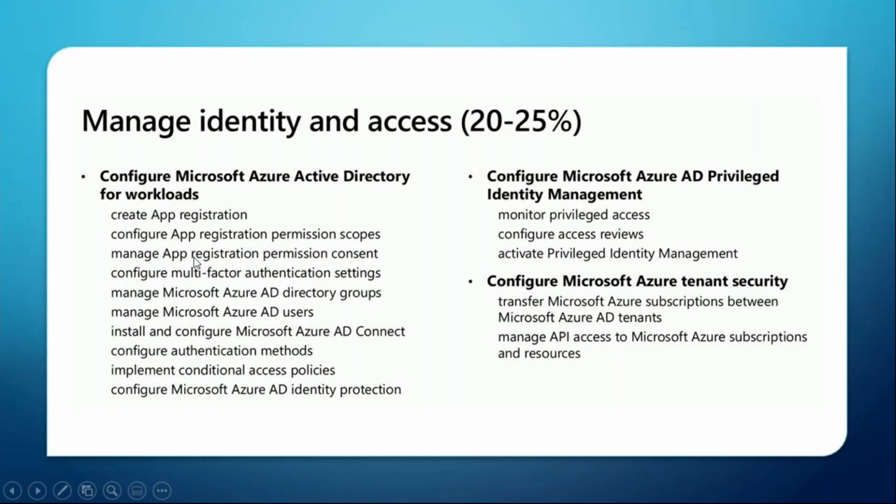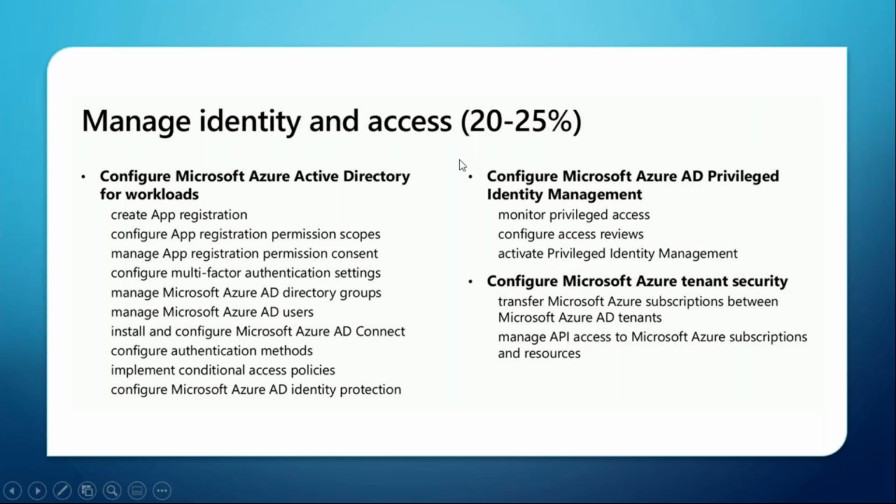This is what we need to understand about applications. Multi-factor authentication, how it works, and how Microsoft Azure AD works. Configure authentication, and how authentication works inside this. Then configure Microsoft Azure AD Privileged Identity Management: monitor privileged access, configure access reviews, and activate Privileged Identity Management. And configure Microsoft Azure tenant security. We have different tenants, and we see how subscriptions work. So this is about managing identity and access management.